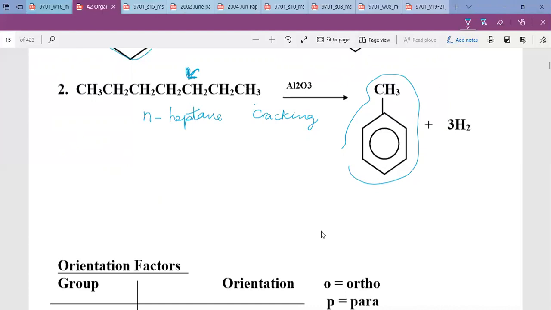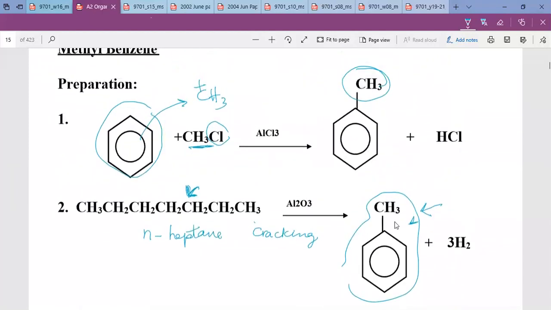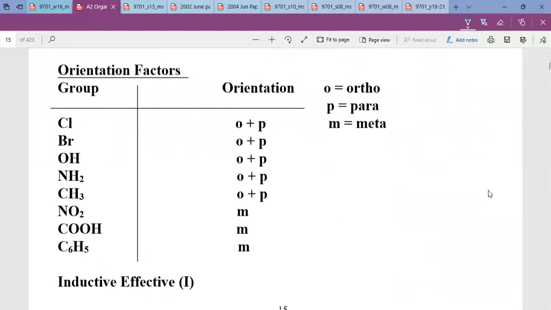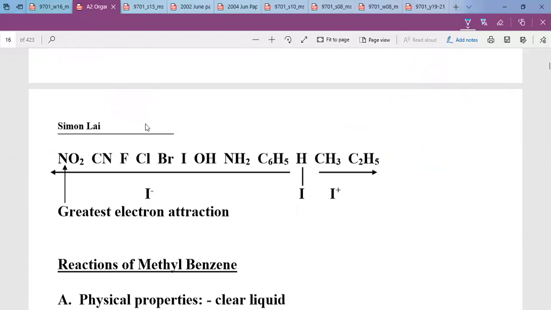Here is the current one, they call it 95, RON 95, 97, they use on here. And this is your methylbenzene. So basically, there are two ways to prepare your methylbenzene. Now here we have your orientation factors. This one I think I'll go over later.